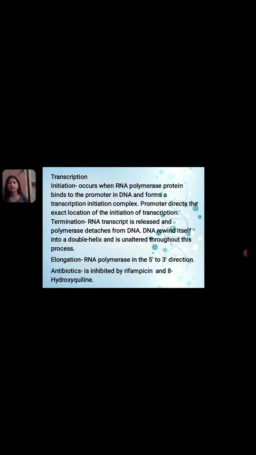Next is termination of transcription. The RNA transcript is released and polymerase detaches from DNA. DNA rewinds itself into a double helix and is unaltered throughout this process.